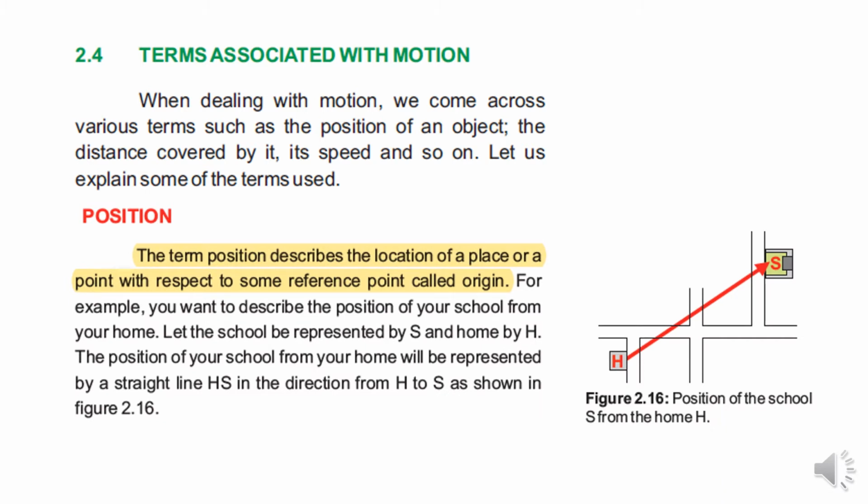Position. The term position describes the location of a place or a point with respect to some reference point, which is called origin. For example, if you want to describe the position of your school from your home, let H represent the position of your home and S represent your school. Then a straight arrow from your home to your school represents the position of your school with respect to your home.